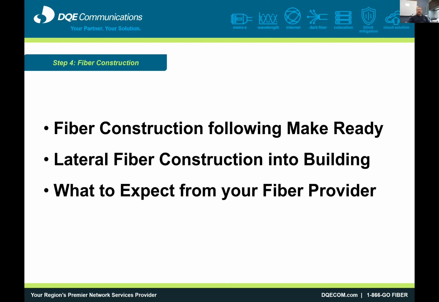So, typically after fiber construction to a commercial building, depending on how the construction had to be done, whether it be underground or maybe an aerial attachment, a lot of fiber companies, and specifically DQE Communications, install an equipment rack, typically in a common area within the building, where we'll put our network equipment or end switch equipment to provide service to one of your tenants. And in that area, typically we put a box on the wall, which will house that equipment. So those are some of the things that you can expect from your fiber provider.